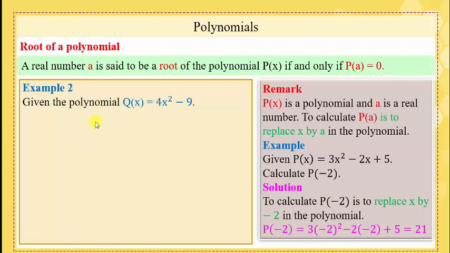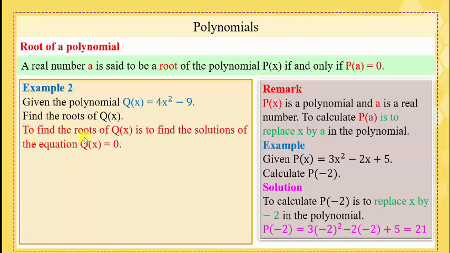Example 2. Given the polynomial q in x equal 4x squared minus 9, find the roots of q in x. Here pay attention. To find the roots of q in x is to find the solutions of the equation q in x equals 0. Solution: q in x equals 0, then 4x squared minus 9 equal to 0. Here we have an equation of the second degree since we have x squared. So to solve this equation, we must factorize it. It is of the form a squared minus b squared, which gives a minus b into a plus b. So the factored form is 2x minus 3 into 2x plus 3 equal to 0.